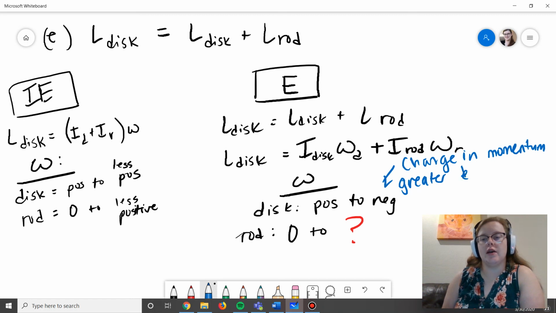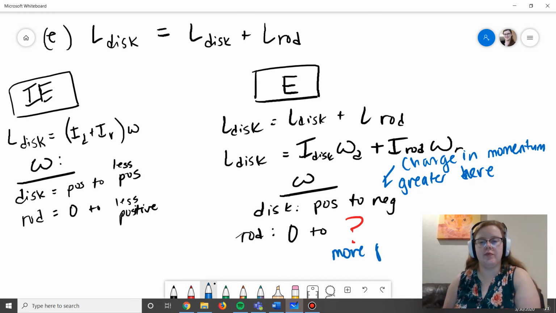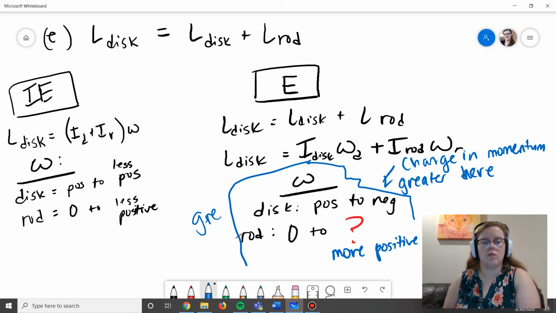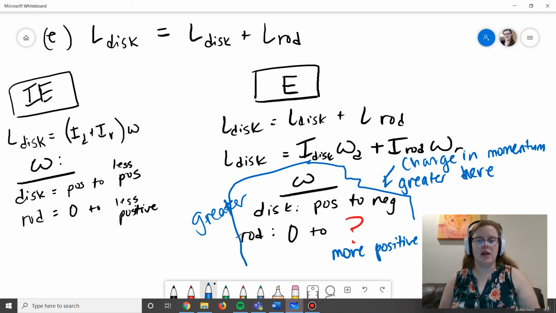So if the change is greater here with the elastic collision, in order to compensate, to actually balance out and obey the conservation of momentum, we're going to have to make this rod more positive. So we have the greater angular speed here. It's kind of like if you're on a number line and you go from positive 3 to negative 6, well, then the rod would have to go from 0 to 9 to balance that magnitude change out.